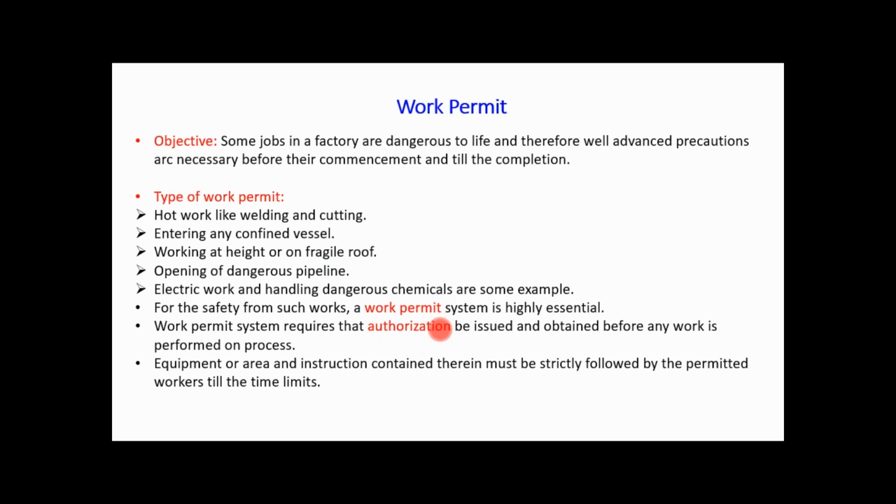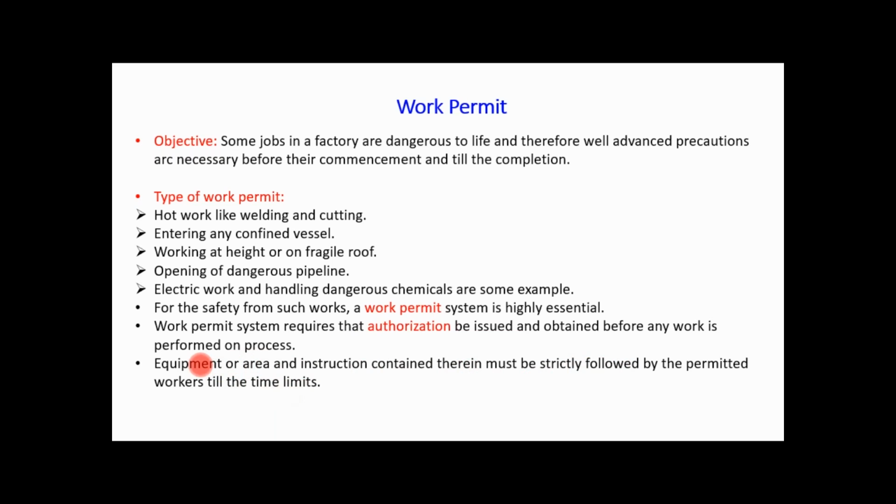There may be some authority, a department head, a manager, or an expert person, who is going to give permission for doing this work. Before starting the work, the expert person is going to check all the conditions, whether they are safe to work or not. The equipment or area and the instructions contained therein must be strictly followed by the permitted workers until the time limit.